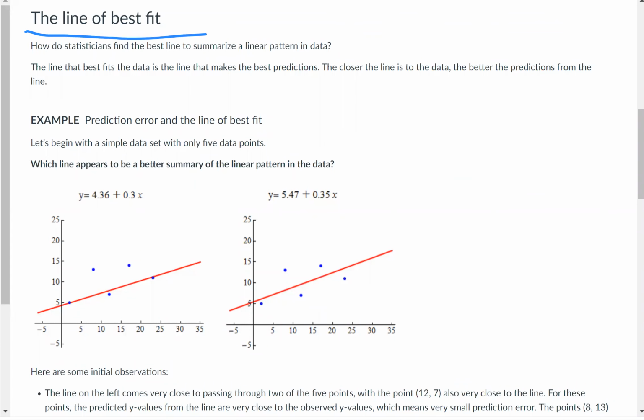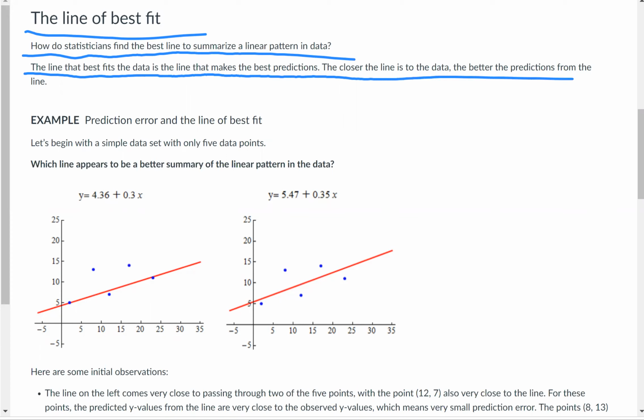Now we'll get more into detail about the line of best fit. How do statisticians find the best line to summarize a linear pattern in data? The line that best fits the data is the line that makes the best predictions. The closer the line is to the data, the better the predictions from the line.